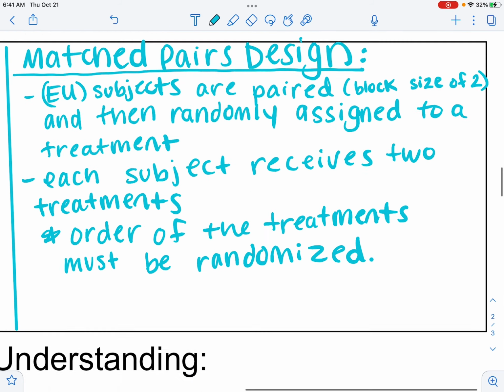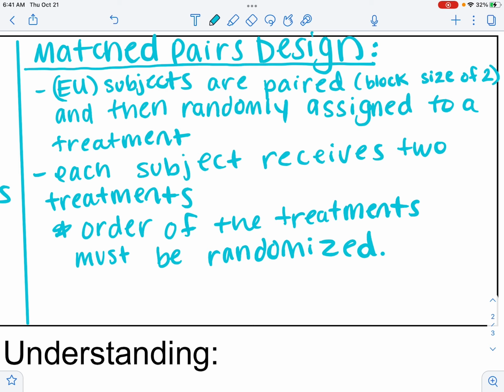And either way, order of the treatments must be randomized in this one. So basically, whether I give you the gel pen first, or if I give you the regular ballpoint pen first, that's going to be randomized for you and your pair.